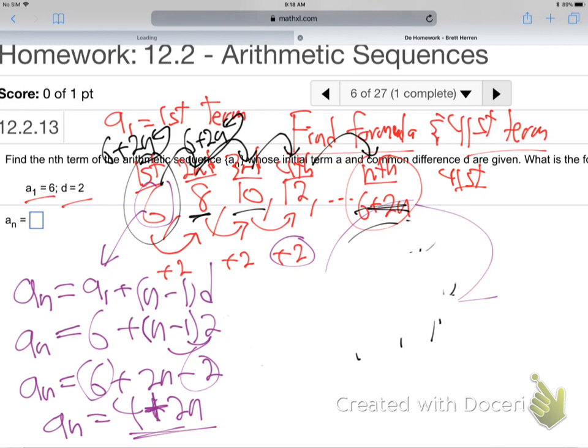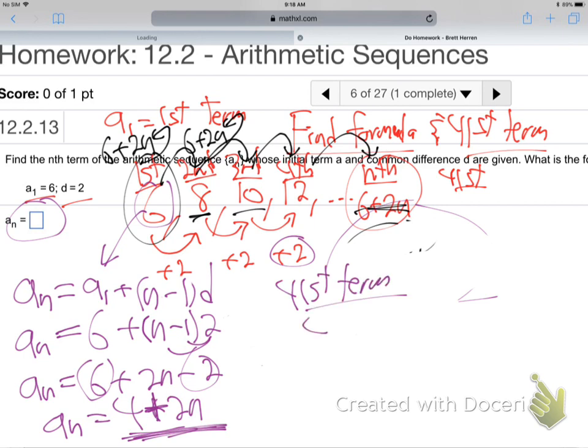We can say, okay, now that we have that formula, and that's the first thing they're going to ask you for. That's what they want right here, the a sub n. That's a sub n because that's the nth term, right? That'll give you any term, the nth term. Now we can find the 41st term.